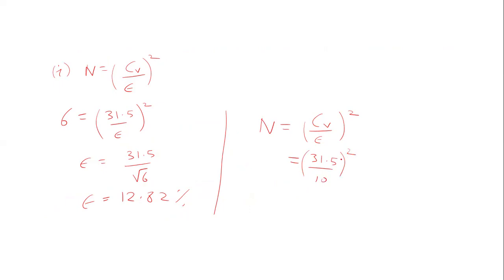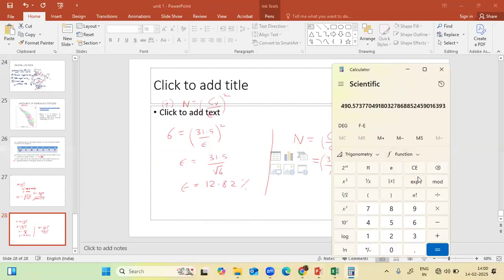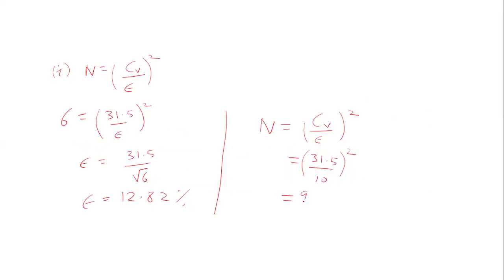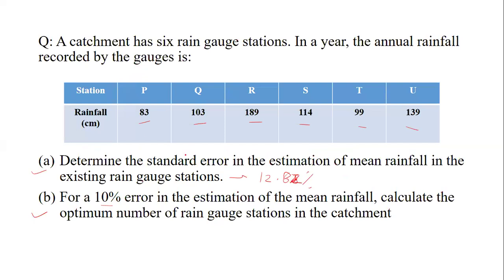So 31.5 upon 10, that is 3.15 whole square. Okay, we can do it also on a calculator. So 3.15 whole square would be 9.92. We'll round it off on the higher side. So 10. So the optimum number of rain gauges needed are 10. And we've been asked to calculate the optimum number of rain gauges in the stations. So they are 10. 6 are already provided. So additional rain gauges required.